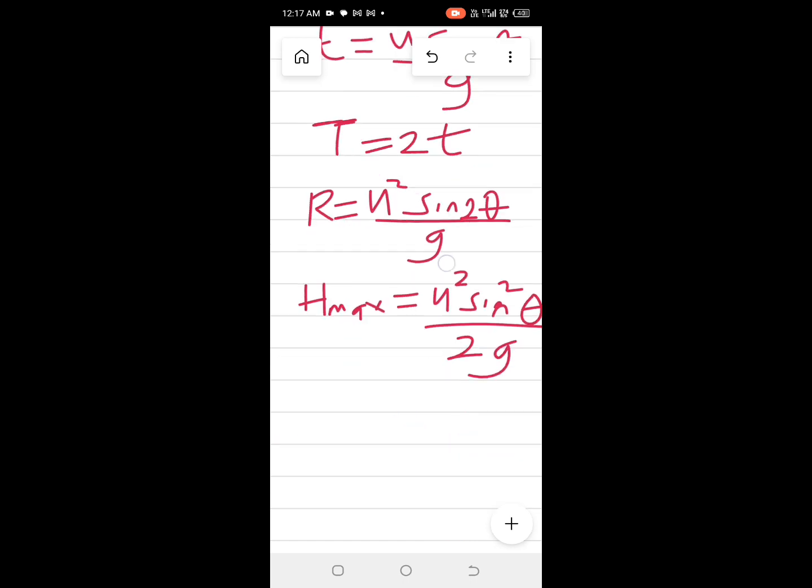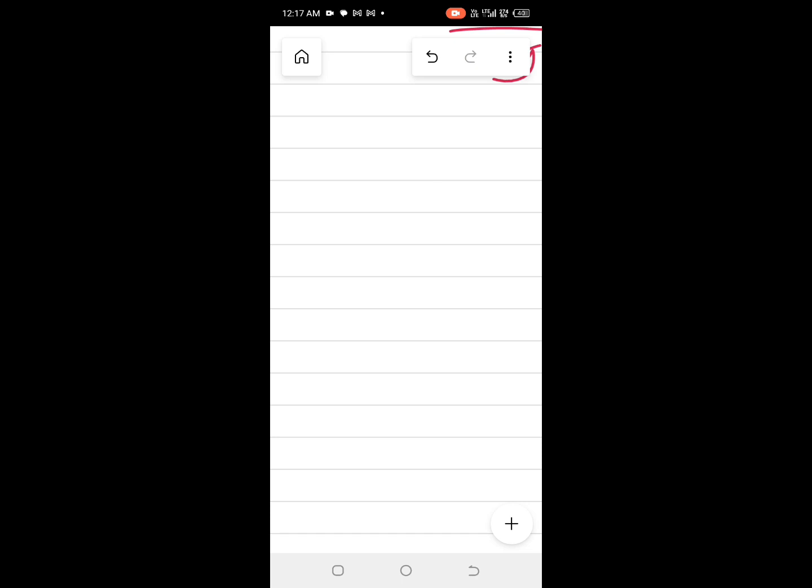Now, let us look at this example. The example says, a bullet fired vertically upward from a gun held 2.0 meters above the ground reaches its maximum height in 4.0 seconds. Calculate its initial velocity.